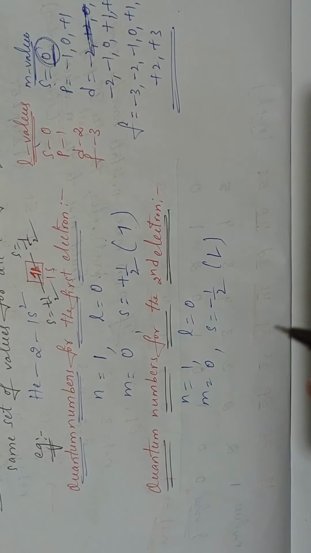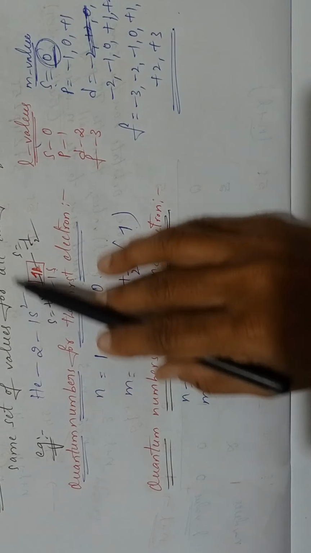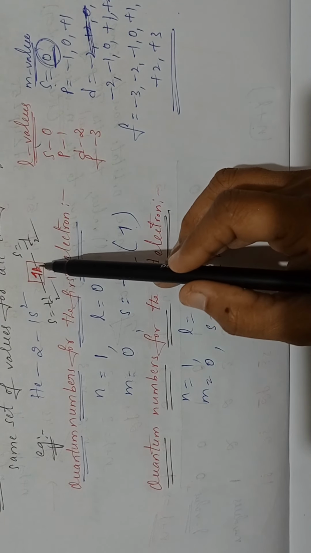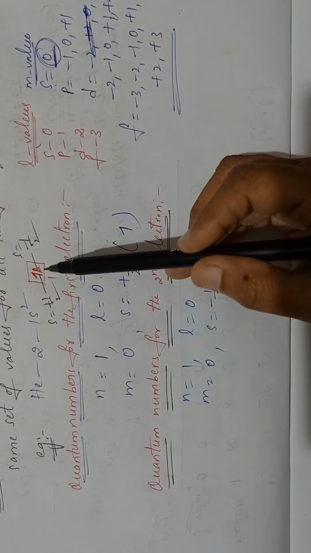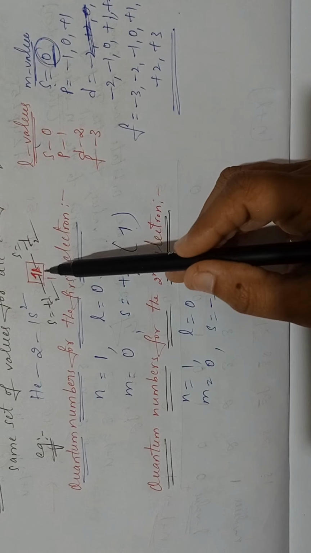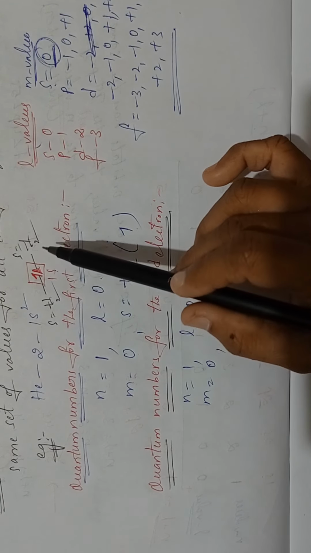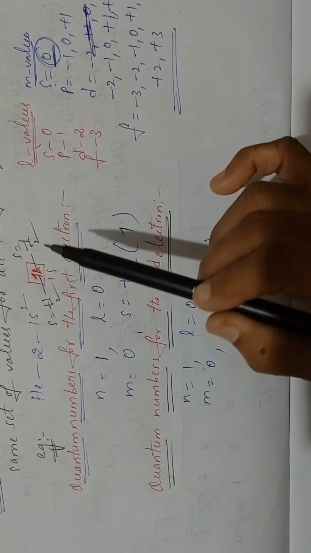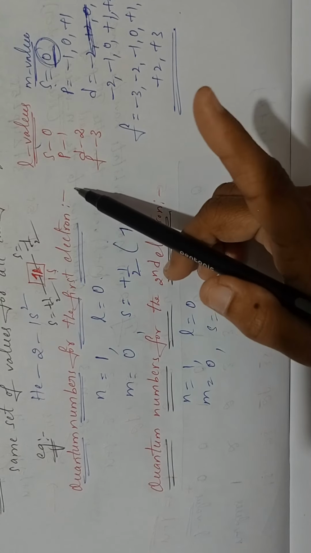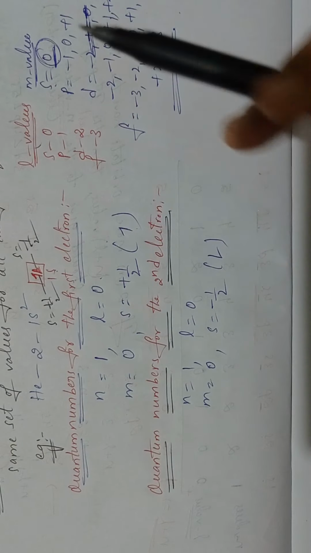So that is the definition of Pauli's exclusion principle. No two electrons can have the same set of values for all the 4 quantum numbers. Yes or no? Here are the 2 electrons having the same 4 quantum number values? No. Only 3 quantum number values are same. The 4th quantum number, spin quantum number, is different. So that means the 2 electrons present in the same orbital do not have the same 4 quantum numbers. That is called Pauli's exclusion principle.